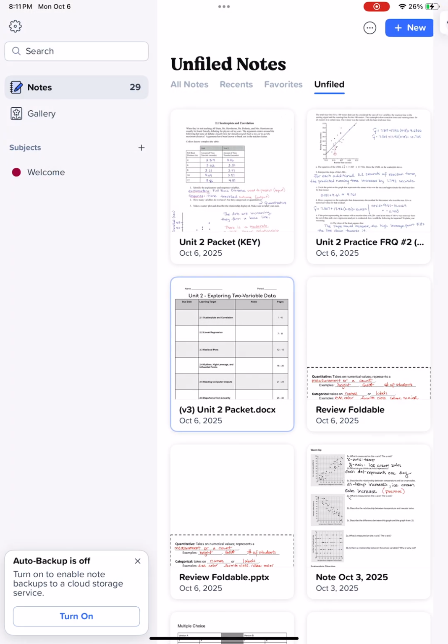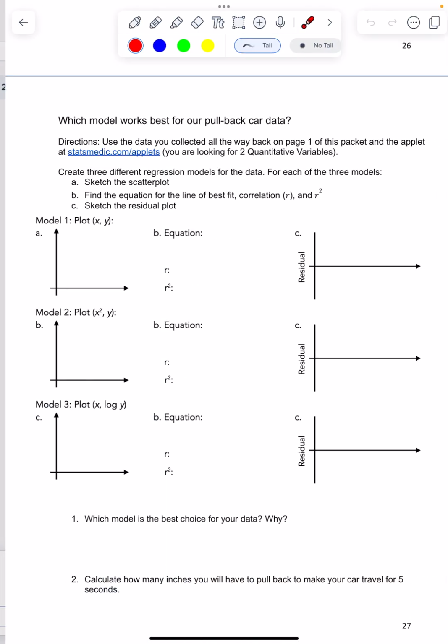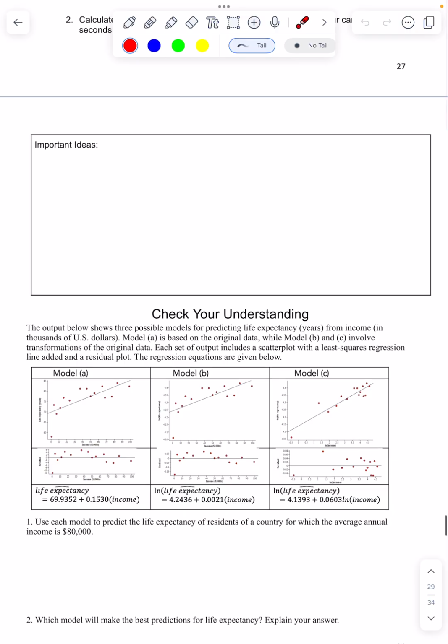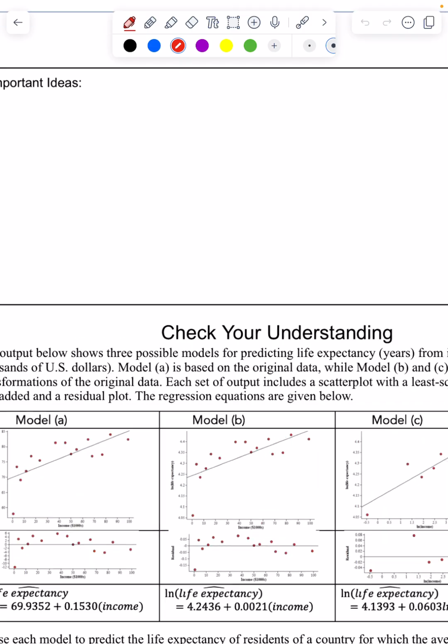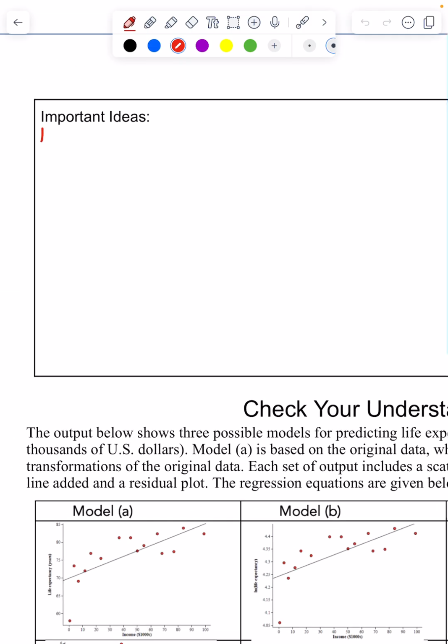Okay, let's take some quick notes on the top of the next page. So now we're at the top of page 27, and we're going to take some important notes. Okay, so the first thing is just the general idea of transforming data. What do we mean when we talk about transforming data?